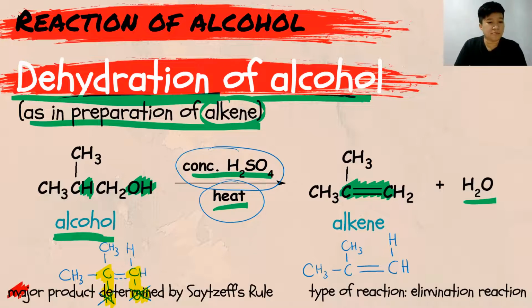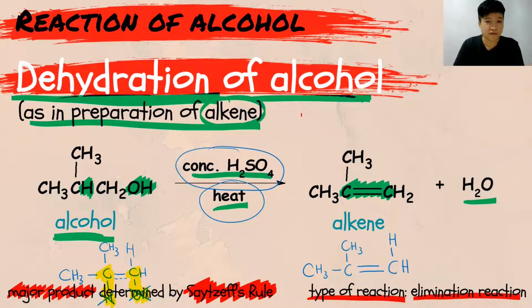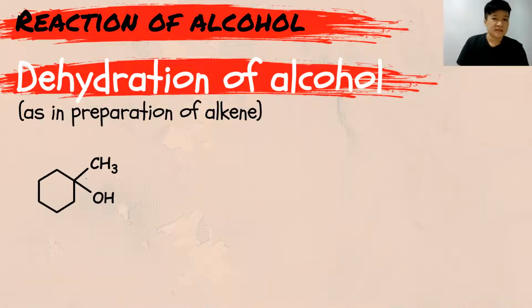Bear that in mind, the major product over here is determined by the Saytzeff rule, if you remember. And the type of reaction over here is elimination. We have talked about it in the preparation of alkene. You can check the video of preparation of alkene. Just a simple example over here is your carbon that is holding this OH. And when you react with your concentrated sulfuric acid and heat, you produce two products.